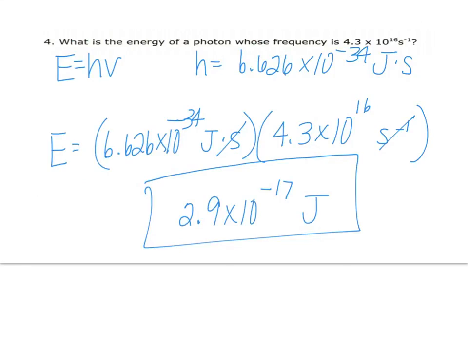All right, this one says what is the energy of a photon with this frequency? So we're going to use E is equal to hv, and of course that's Planck's constant, where h is equal to 6.626 times 10 to the negative 34 joules times second. You will be given this equation, and you will be given the constant, but you have to know how to use them properly. And so this is literally, we're just going to multiply these two numbers. So we plug in the constant times the frequency that they gave us, and then we answer in the correct number of significant figures, which would be 2.9 times 10 to the negative 17 joules.